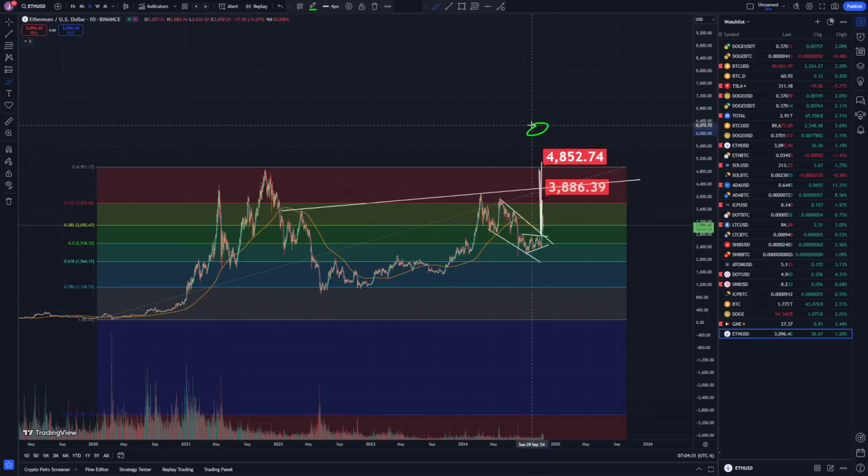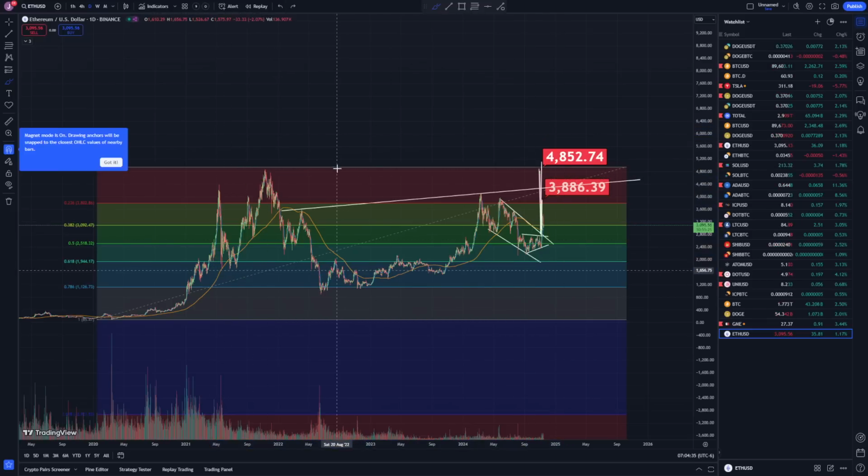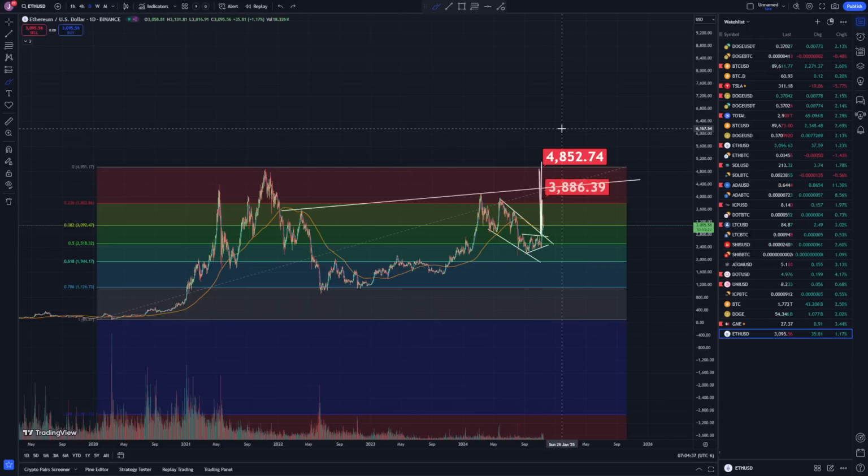If we can get up to this area or even break out of this level, I'd be really interested to see what happens. Like I said, I'd probably settle for 6K, but I would like to see what happens if we did break out of this area and see if we could shoot even higher.